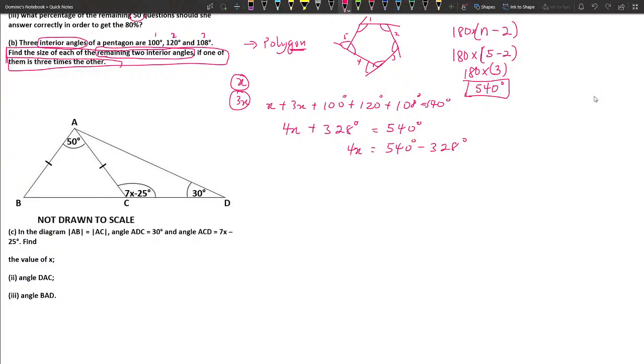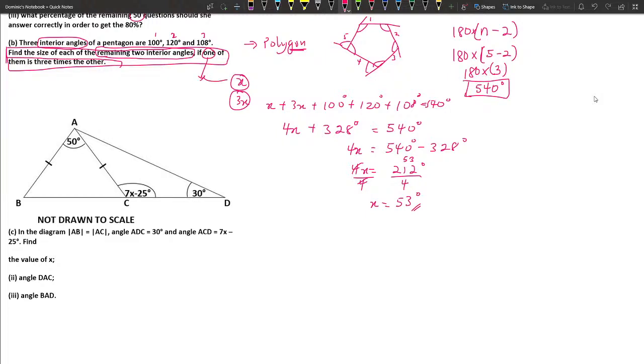What do you think will be the answer? I think it should be 212 degrees. And then we'll divide both sides by 4 to get the value. When we divide both sides by 4, 4 will go into 21 5 times, 4 will go into 12 3 times, so that will be 53. So the answer, x is equal to 53 degrees. So that is it for the first one.